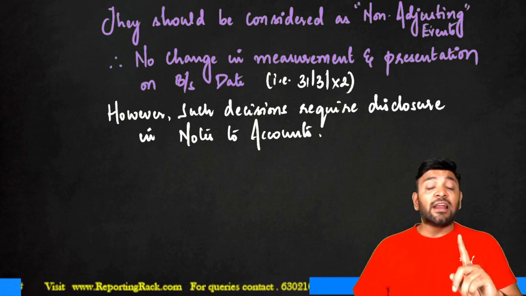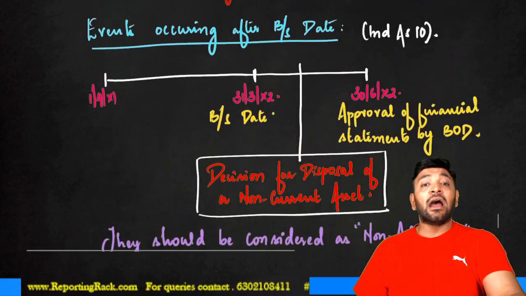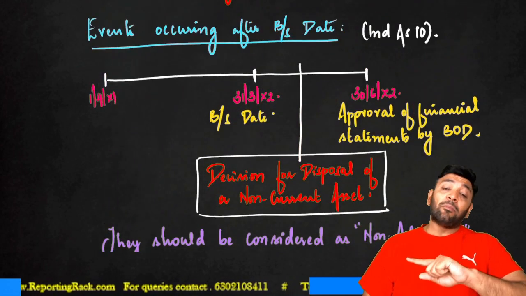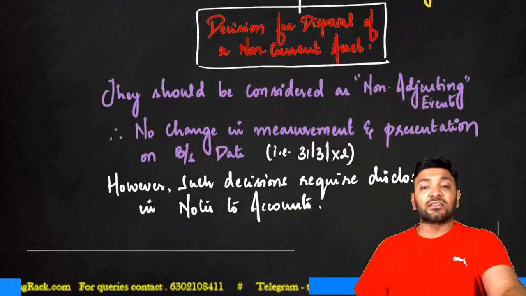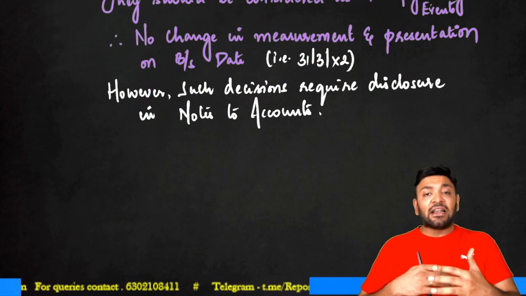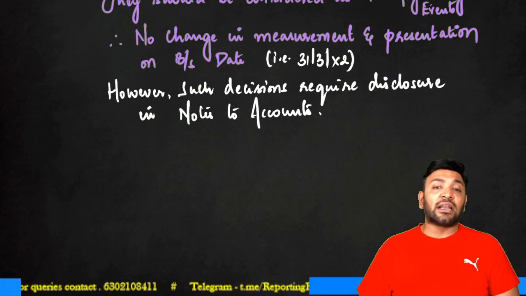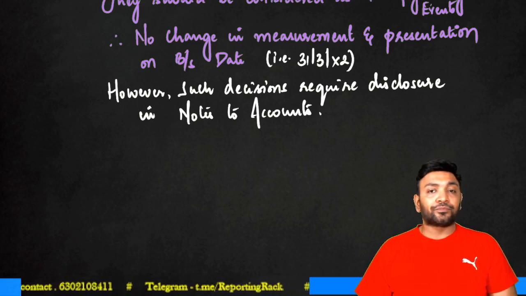This is whenever you have taken the decision of disposing a particular asset after the balance sheet date, but before the date of approval of financial statements by the board of directors. This is to be governed under IND AS 10. However, since the relevant aspect has come in, I made sure that I'm giving you the relevant aspects of it. Clear?